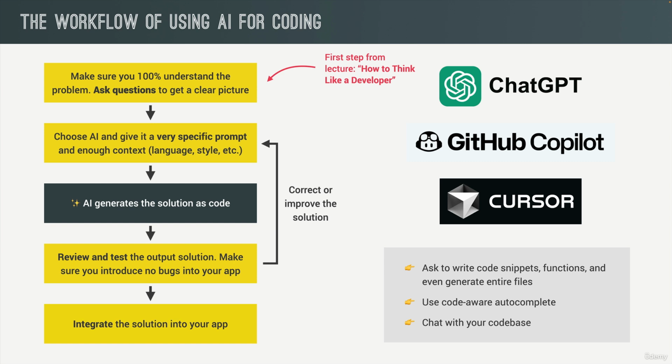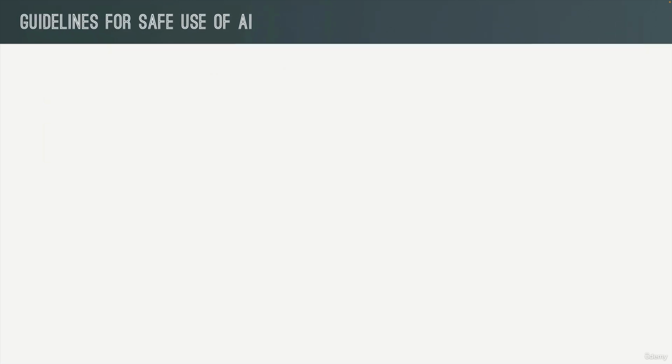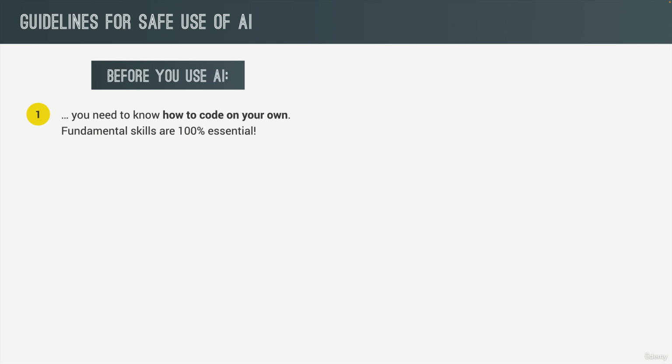So, this is how you would use an AI assistant to help you write some code. But when exactly should you actually use a tool like this and the code that it generates? Well, before you choose to use an AI assistant to solve any task, you first need to make sure that you actually know how to code yourself on your own.